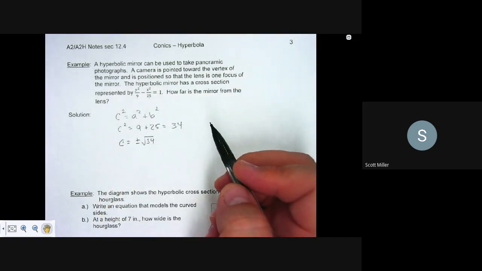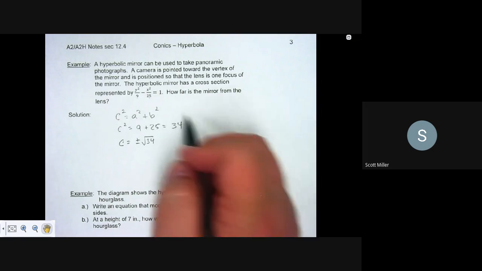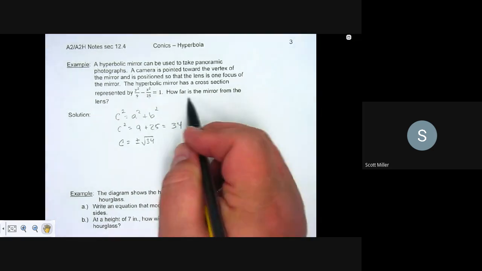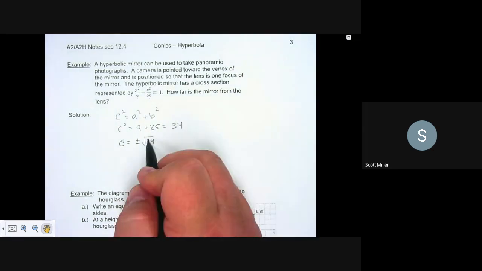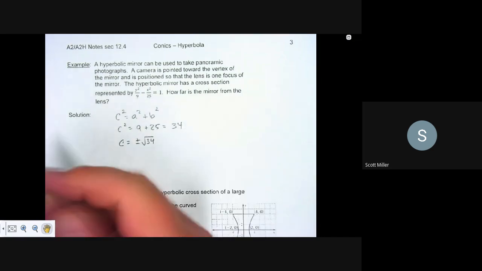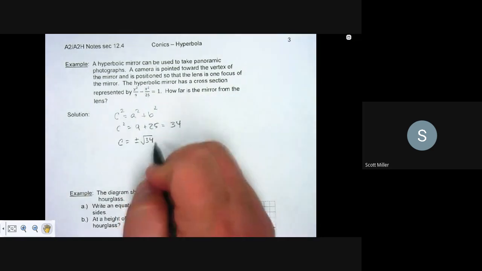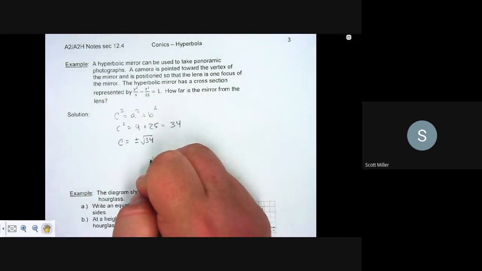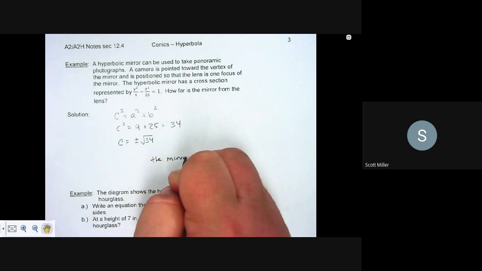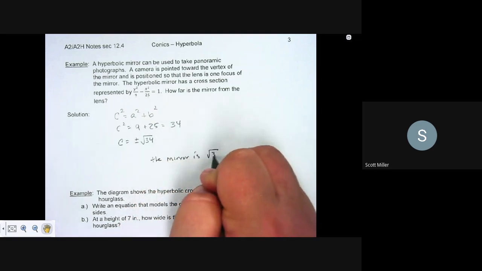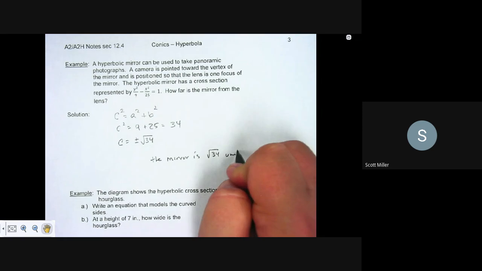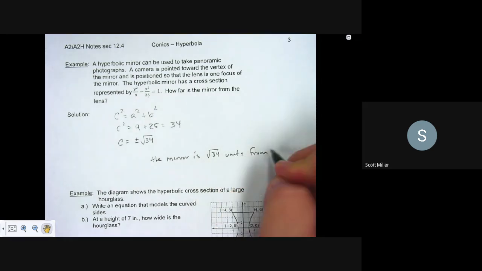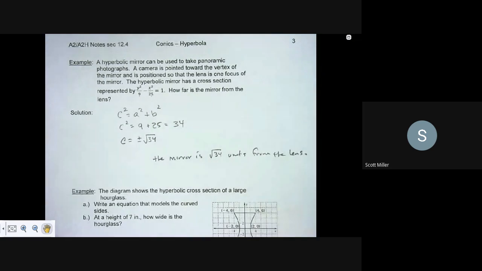So how far is the mirror from the lens? Well, it's the distance of this. Now, I don't know which side it's on or anything like that, but this is the distance right here. So the mirror is the square root of 34 units from the lens. And that's how you can answer that question there.